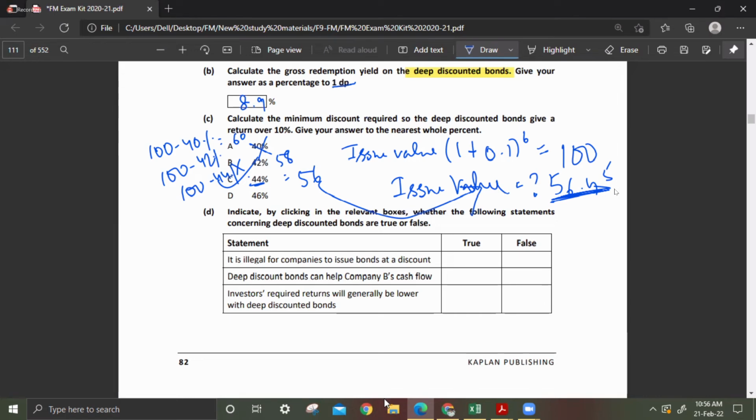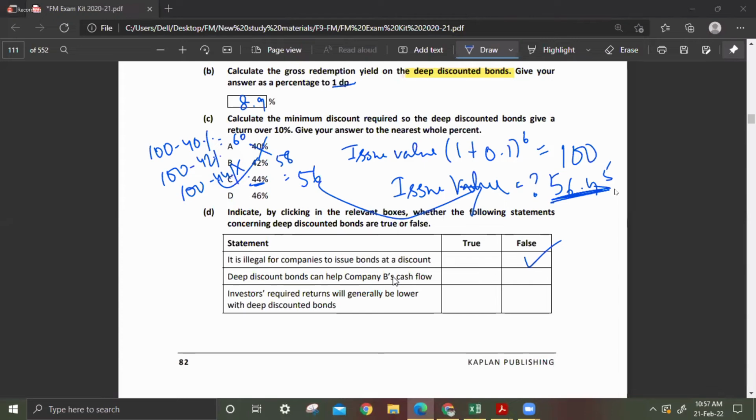Okay, please do this last question. Indicate by clicking in the relevant boxes whether the following statements concerning deep discounted bonds are true or false. Is it illegal for the companies to issue bonds at a discount? No. This statement is false. Then, deep discount bonds can help company B's cash flow. True or false? Deep discount bonds can help company B's cash flow. Is the statement true or false?